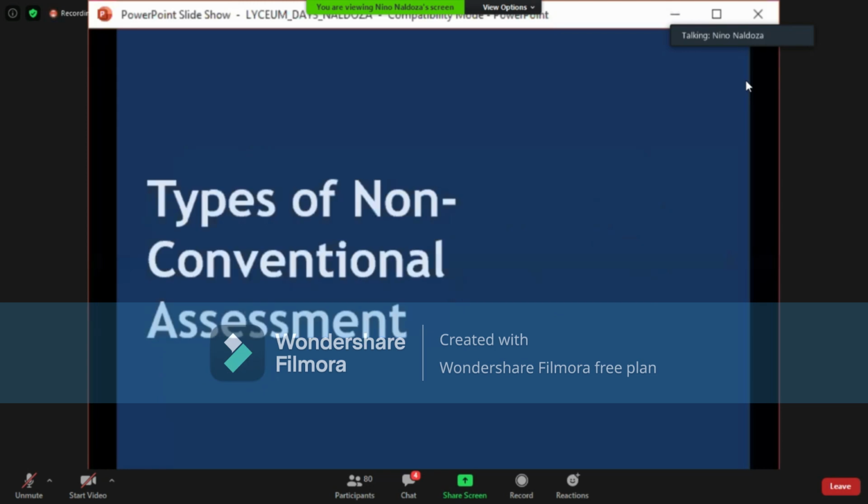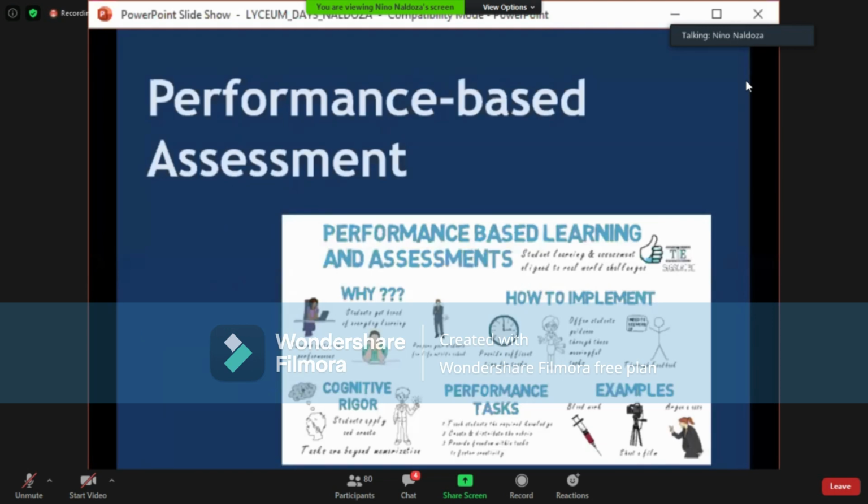Okay. Now let's talk about the different types of non-conventional assessment. And this is very important in implementing an e-learning course or an online learning course. First one is the performance-based assessment. This is the main thrust of outcomes-based education, wherein we heavily rely on the outputs and the outcomes of students based on a performance.